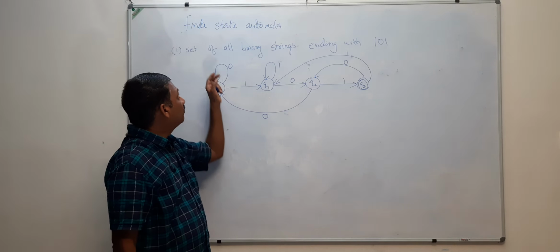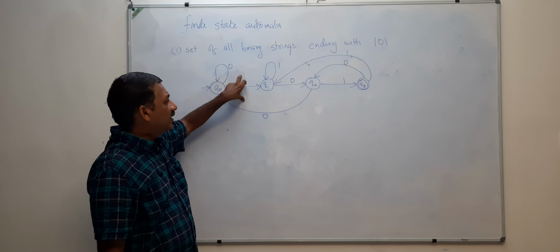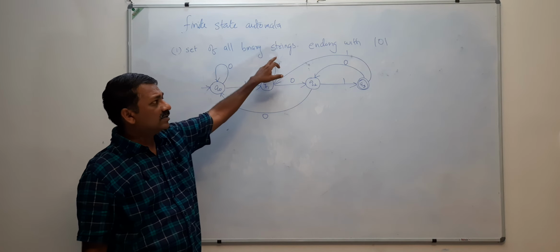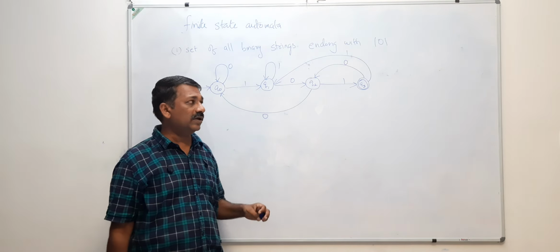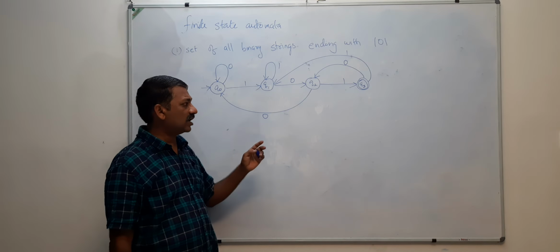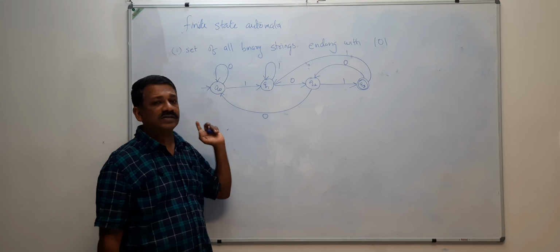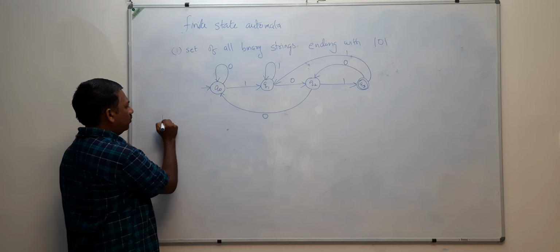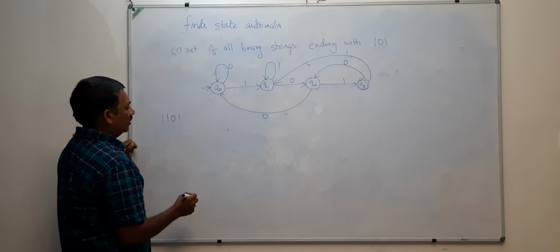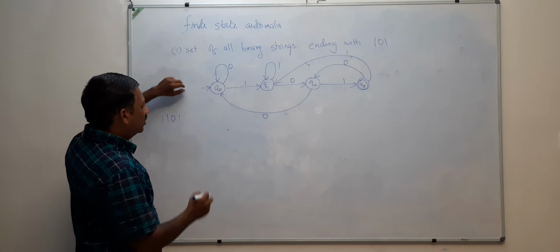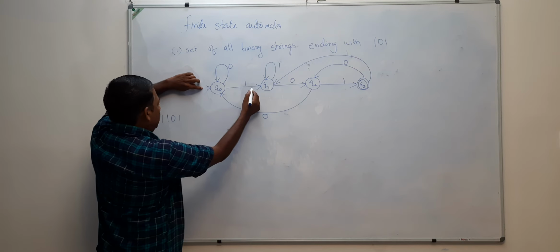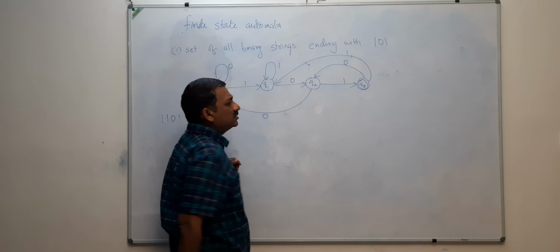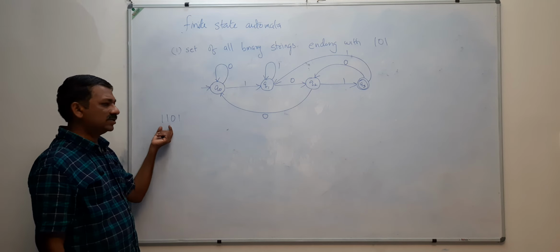This is an example of a finite automaton which is accepting the set of all binary strings ending with 101. That means all binary strings which are ending with 101 are accepted. Listen here. Here you have 1101. What will happen? Starting from Q0, after 101 it has reached Q3. That means that can be accepted.